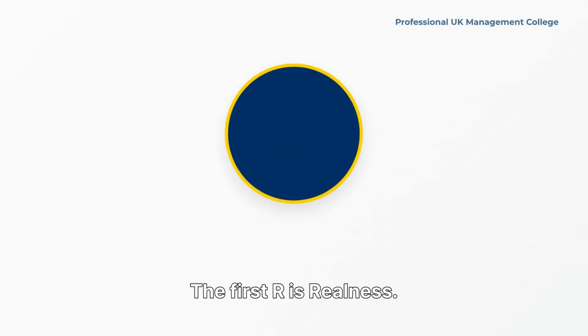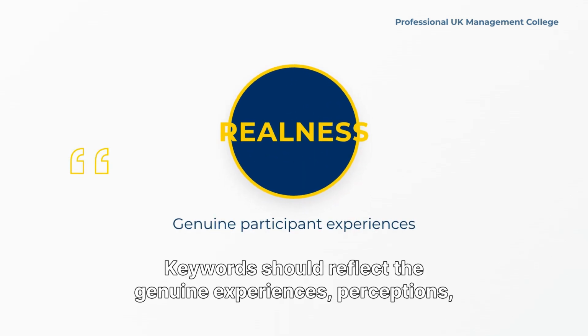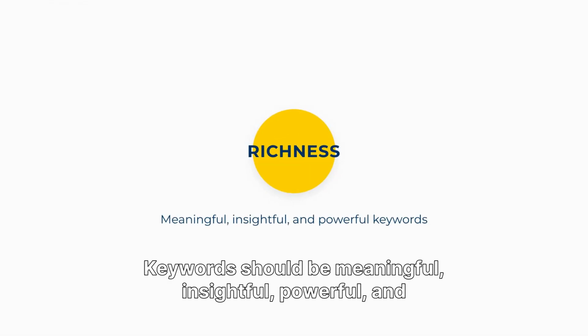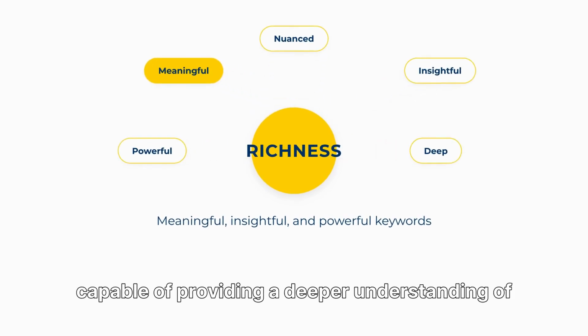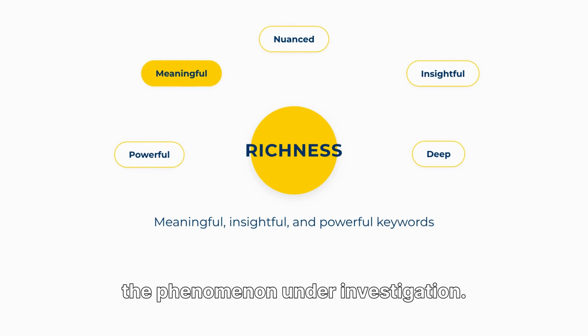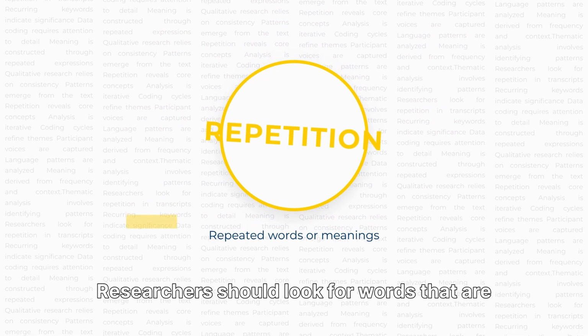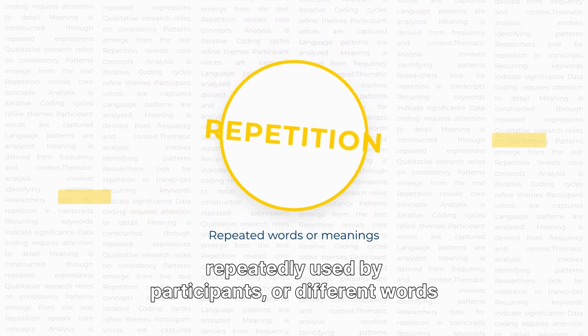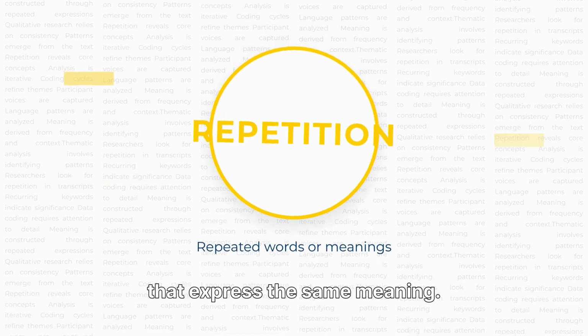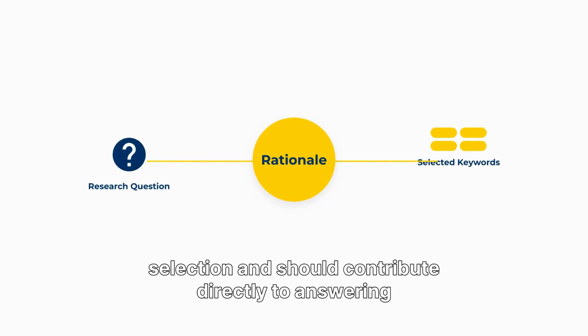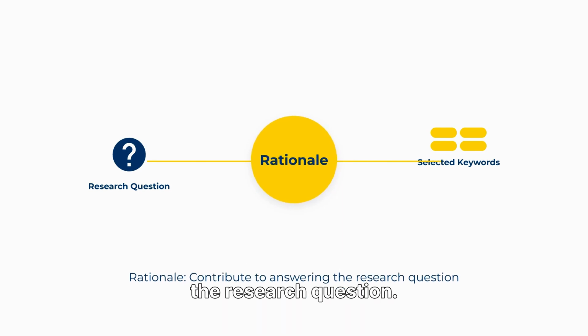The first R is realness. Keywords should reflect the genuine experiences, perceptions, and realities of participants. The second R is richness. Keywords should be meaningful, insightful, powerful, and capable of providing a deeper understanding of the phenomenon under investigation. The third R is repetition. Researchers should look for words that are repeatedly used by participants or different words that express the same meaning. The fourth R is rationale. Keywords should have a strong reason for selection and should contribute directly to answering the research question.